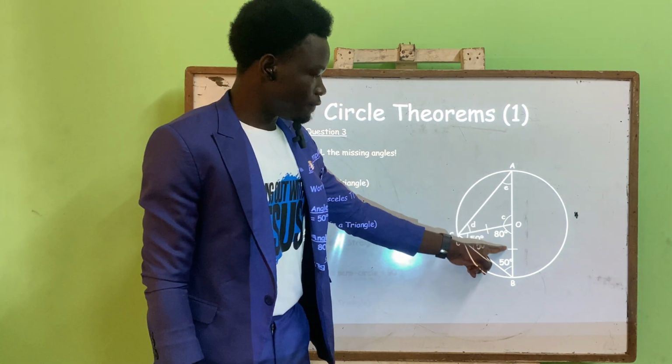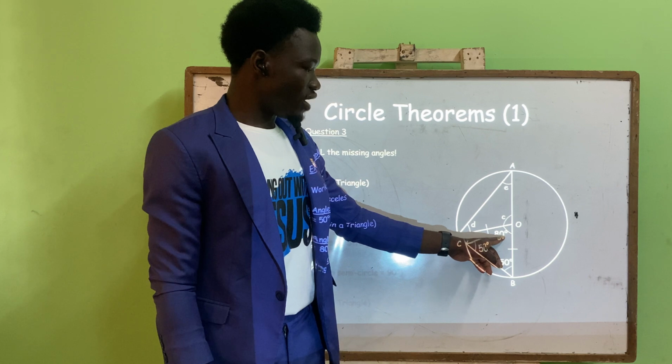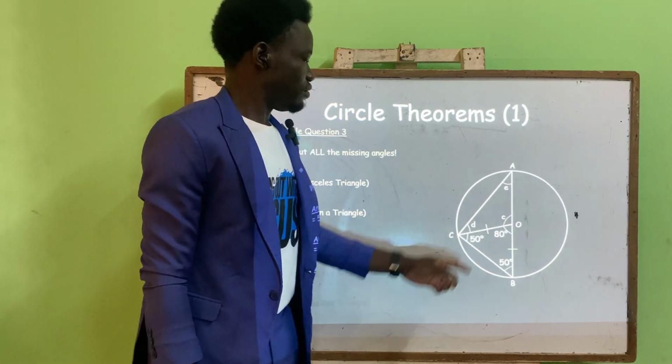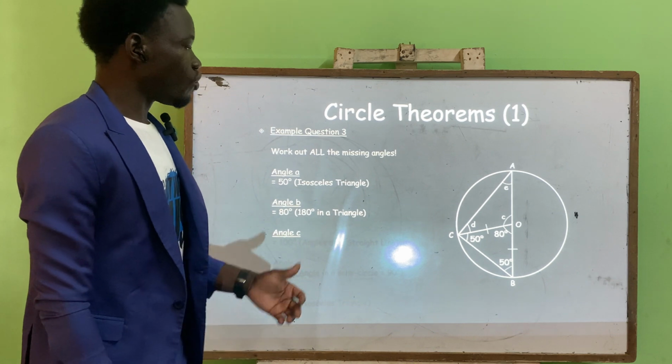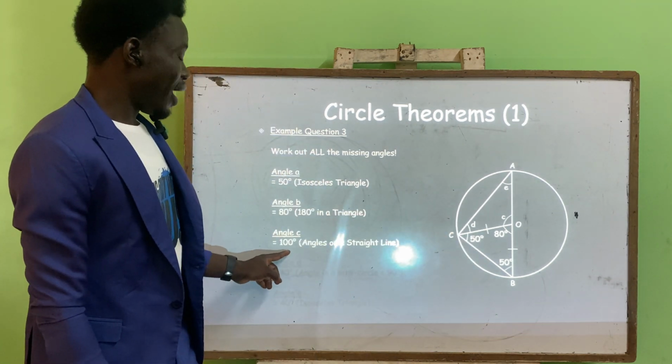Angles on a straight line sum up to 180 degrees. When we did the proof, here was 2x and here was 2y. We sum them, you get? Yeah. So take 180 minus 80, and that will give you 100.